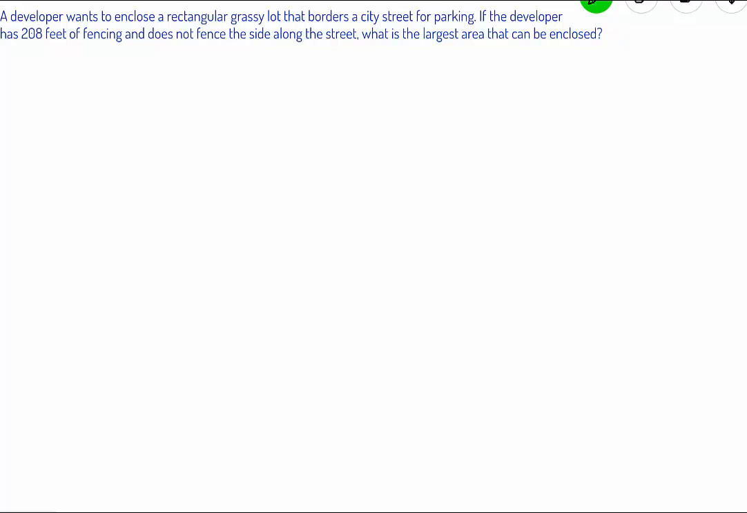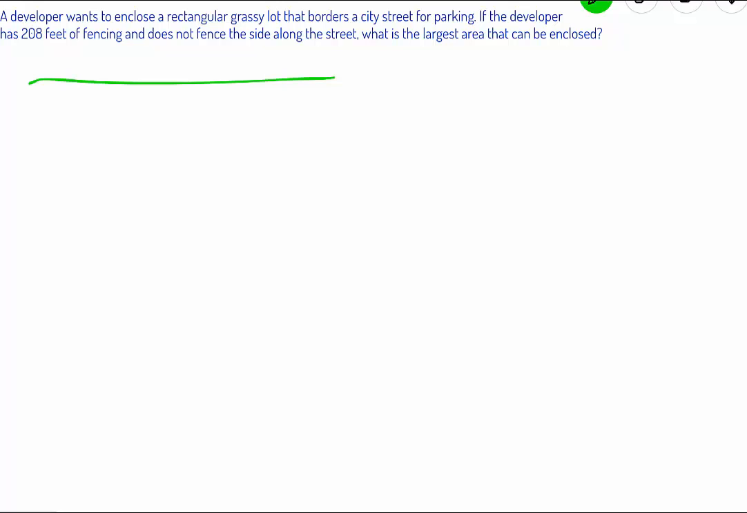So this problem says that we have a developer that wants to enclose a rectangular grassy lot that borders a city street for parking. If the developer has 208 feet of fencing and does not fence the side along the street, what is the largest area that can be enclosed? So I always like to draw a picture for these here.